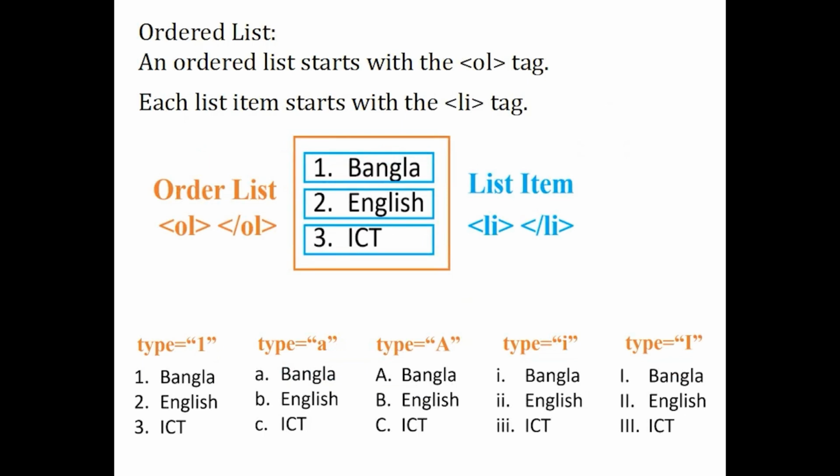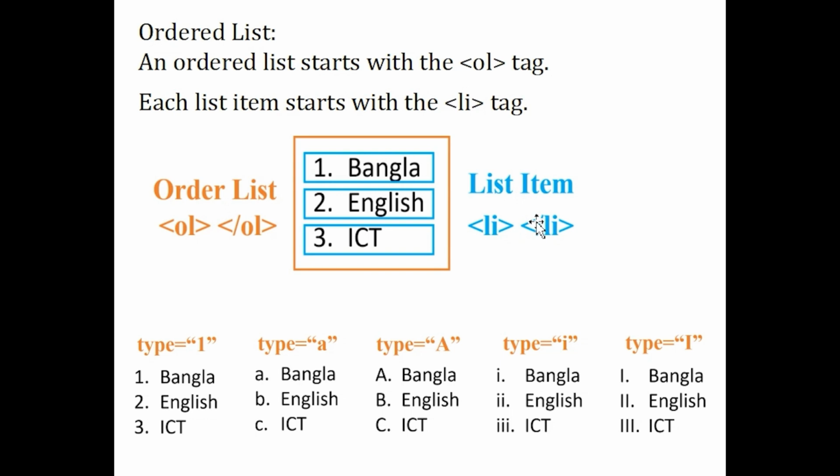Let's start with the ordered list. Of course the ordered list tag will be OL, and the closing will be /OL. This is the tag. Under the tag, to write down the list, of course LI and its closing. Each of the items, say Bangla, English and ICT, three items for the ordered list. So each item has to start with LI and close with /LI.